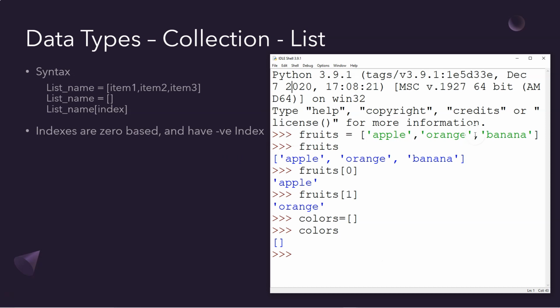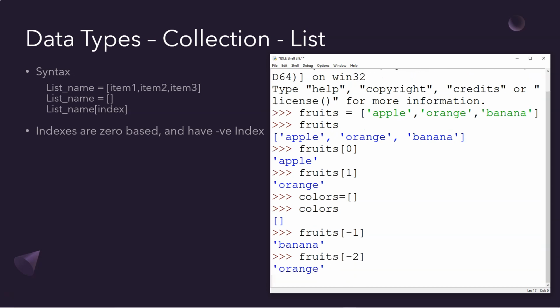In our fruit example, the index for apple is 0, for orange it is 1, and for banana it is 2. We can even start from the right hand side, because sometimes we don't know how many items are there and we want to pick the last item. In that case, it starts from -1. So if I say fruits[-1], this will give me the last item in the list. And if I say fruits[-2], it will give me the second last item from the list. So the negative index property is also very useful.